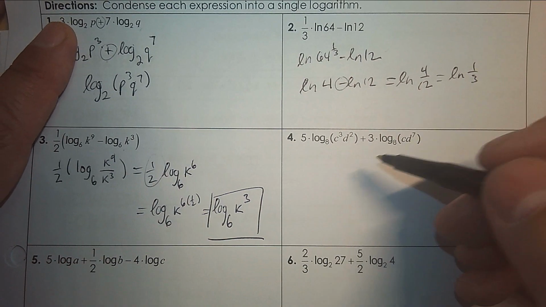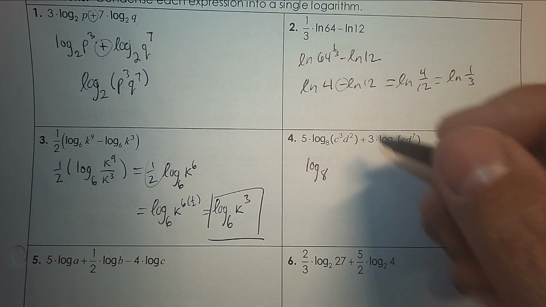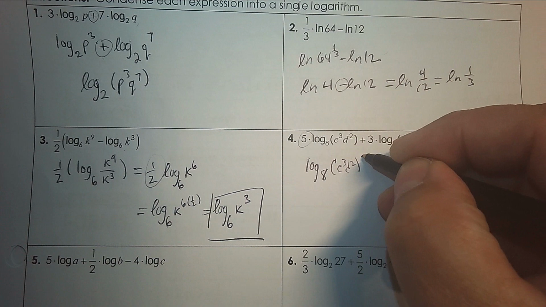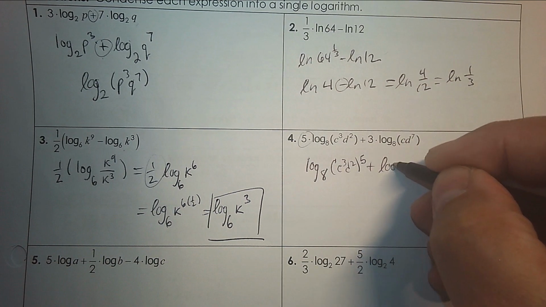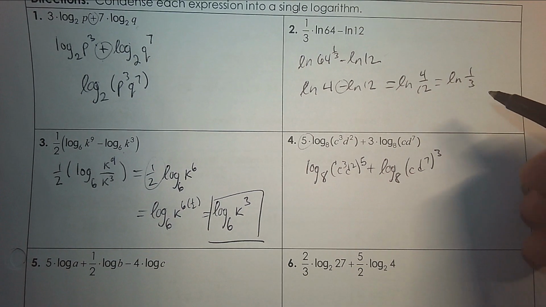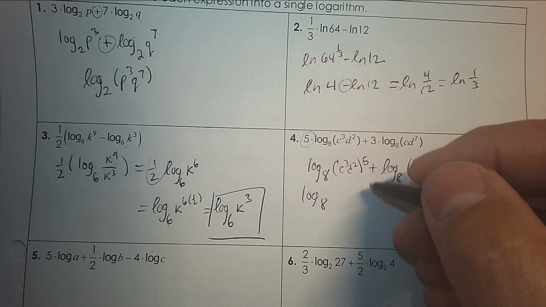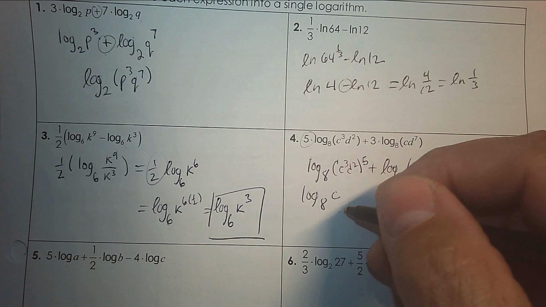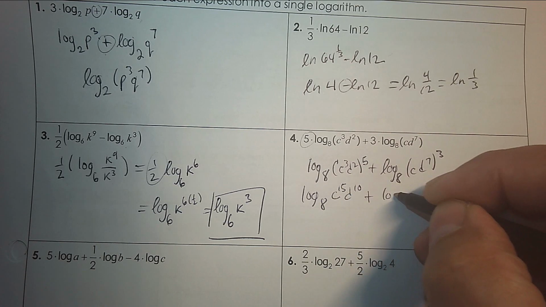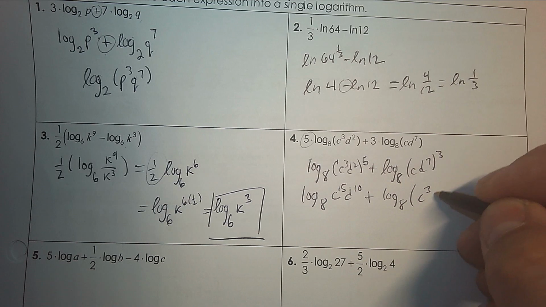Here we have log 8. And this becomes the exponent for what's inside that logarithm. Again, log base 8. 3 becomes the exponent for what's inside the logarithm. Exponent laws means that we're going to multiply. So 3 times 5 is 15. 2 times 5 is 10. C cubed, and then 7 times 3 is 21.